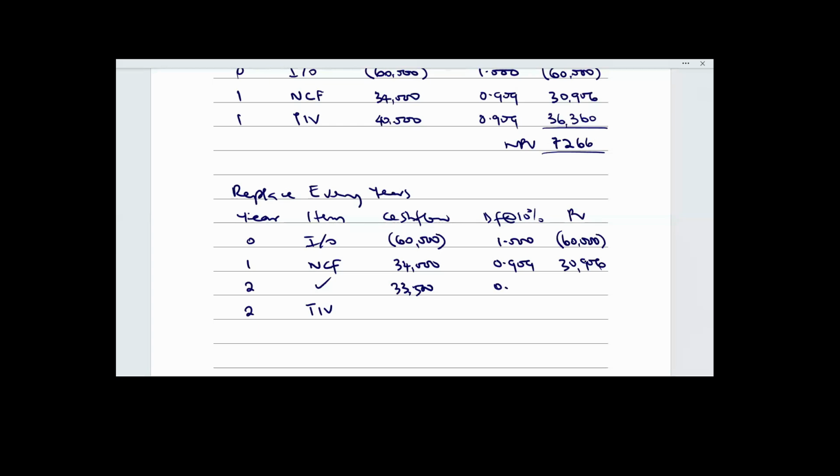Okay, 33,500 is the net cash flow for year 2. So the discount factor at 10% for year 2 is 0.826. For the scrap value for year 2, we are told that the trading value is 25,000 naira for the year 2 old machine. To get the present value, just multiply 33,500 by 0.826.